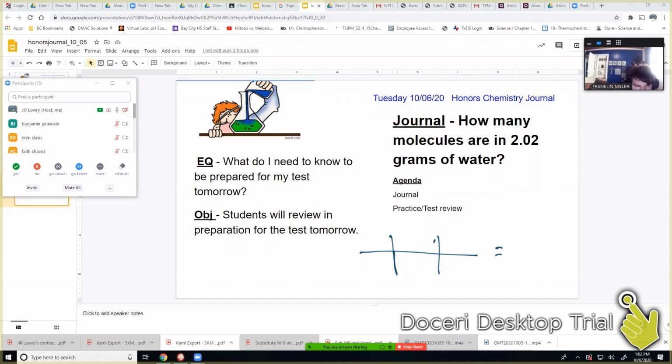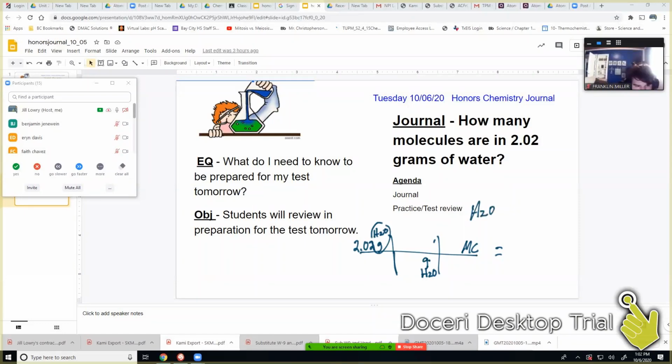So I have 2.02 grams of water, H2O, and I want to convert that to molecules of H2O. So I'm going to follow my units. If I'm grams of H2O here, I have to be grams down a diagonal. So anytime I see grams, that's where I'm going to do a molar mass.